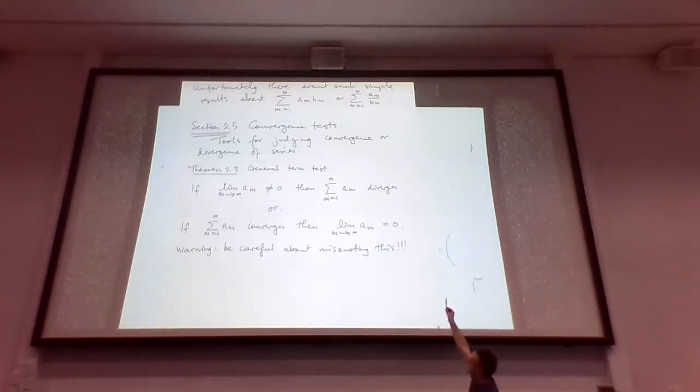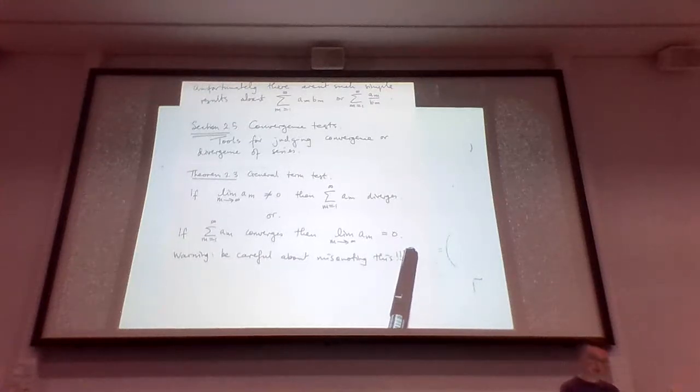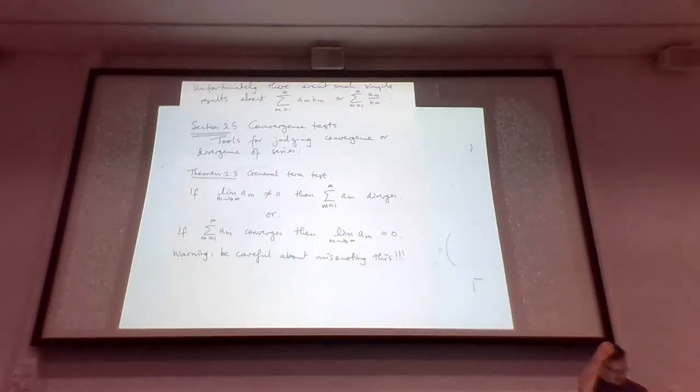It can give you a conclusion that the series diverges. It can't give you a conclusion that the series converges. It can give you a conclusion that the terms of the series converge to zero if you know the series converges. But it can never give you a conclusion that the series converges.